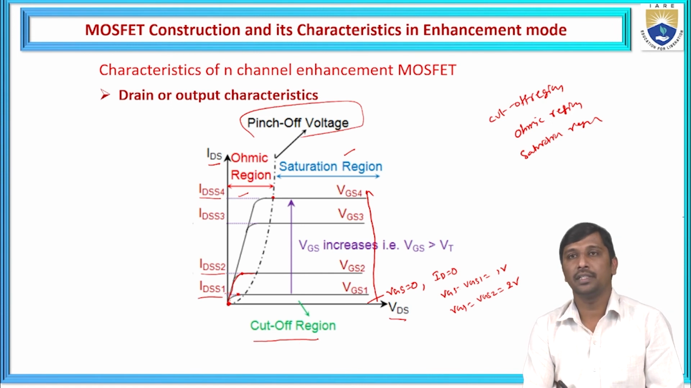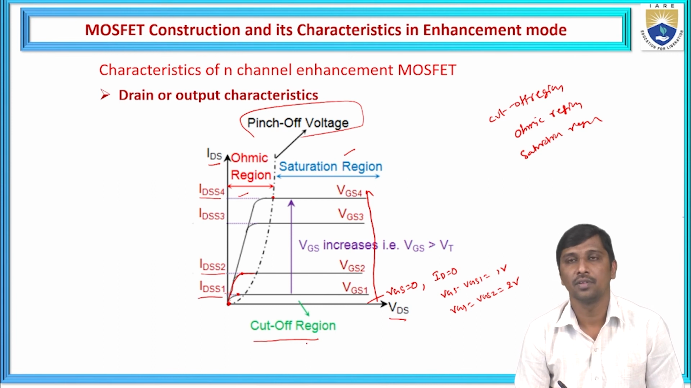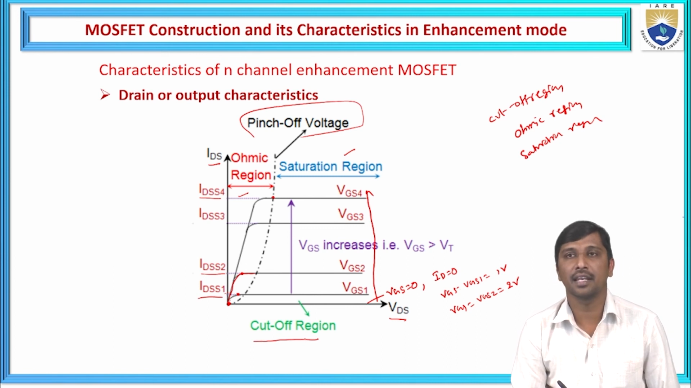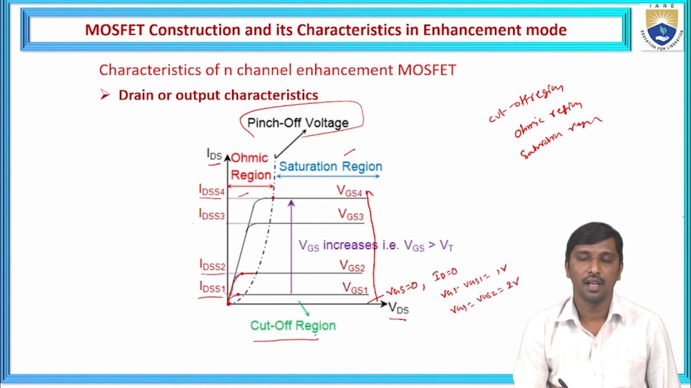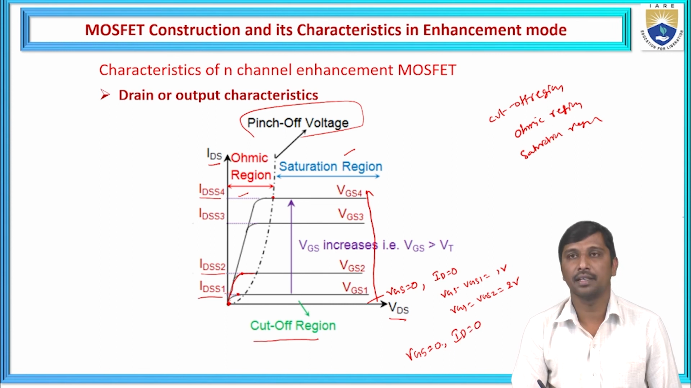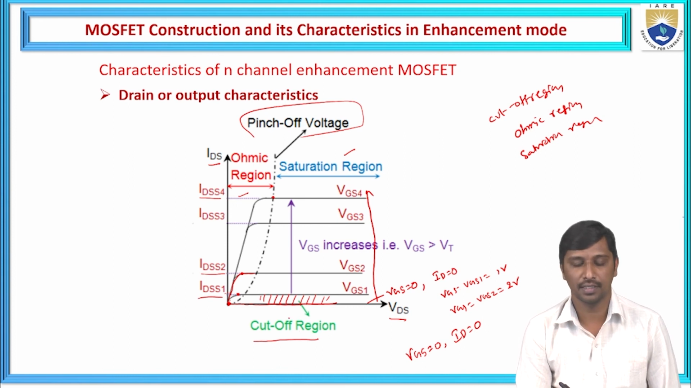Generally we know that the cutoff region means whenever the current is 0. In enhancement or drain characteristics, the current is represented as the drain current. We observe that when VGS is 0, the drain current is 0. When VGS is 0, the drain current is less than this part. This entire portion is nothing but the region called the cutoff region.